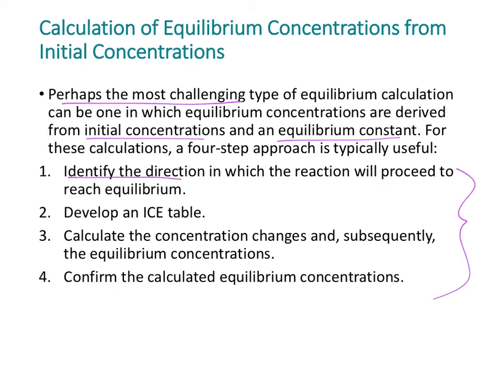And this is the approach that we typically use. We will identify the direction in which the reaction will proceed first. So we've done part of this in that earlier example of an ice table. From there, we will develop the ice table and then calculate the concentration changes and follow that with calculating the equilibrium concentrations. And then we can confirm the calculated equilibrium concentrations.